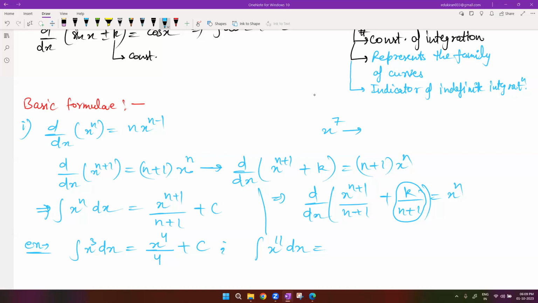Plus c as well. The answer is correct, but don't forget c. X raised to 12 by 12. Correct.